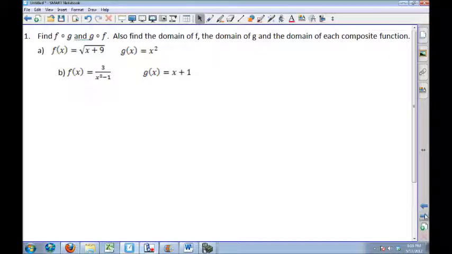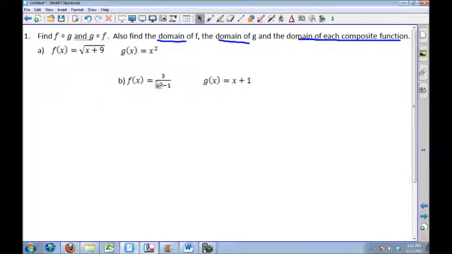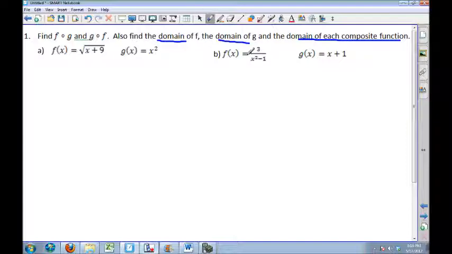Worksheet 7, finding my compositions, also the domain of f, the domain of g, and the domain of the composition function. Well, finding the domain of the composition function can be a little bit tricky, so we're going to do that all along the way. First, I'm going to find both the domain and the range of each of my individual functions.